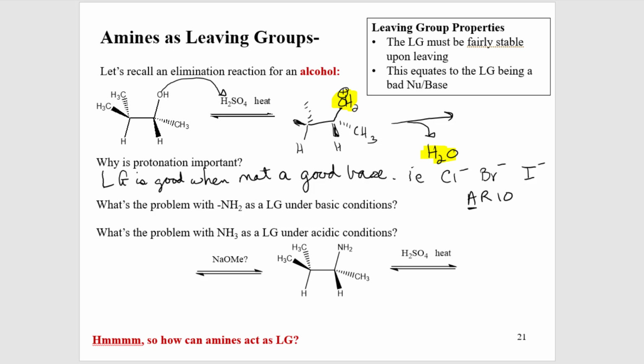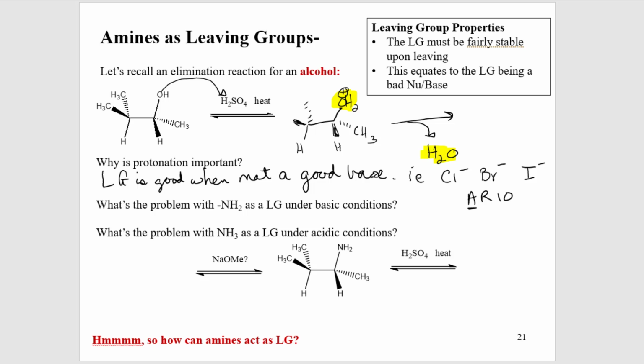Now, OH minus is a pretty decent base. It's not great, but it is a pretty good base. It's a way better base than chlorine, bromine, or iodine minus. So if OH minus is a good base, then it's not a good leaving group. That's why it was important to protonate the OH. We wanted to protonate it so that when it left, it wasn't a good base.